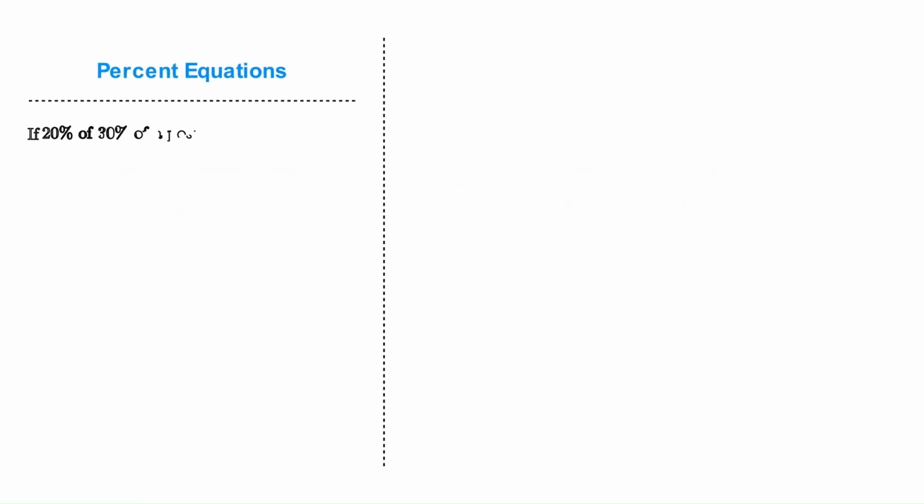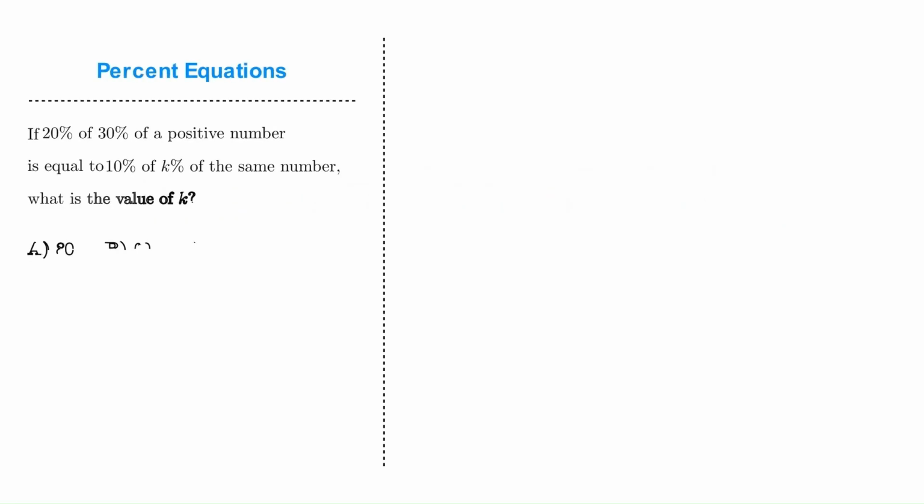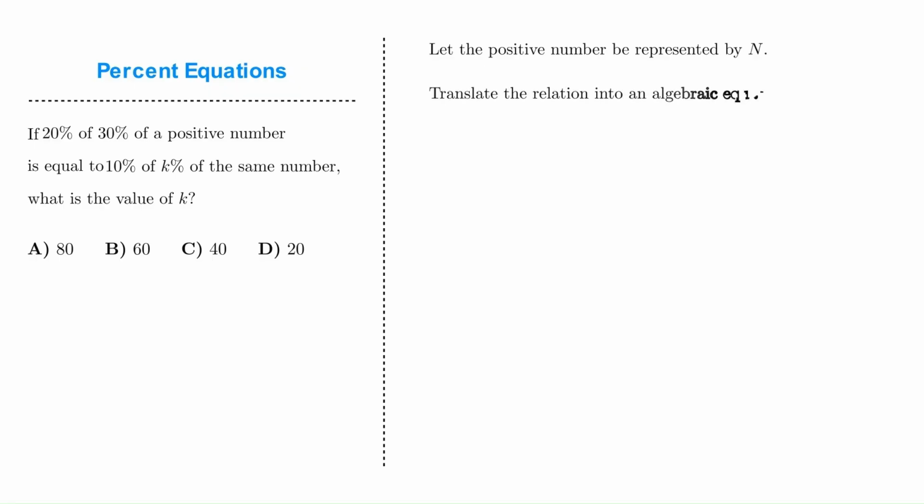If 20% of 30% of a positive number is equal to 10% of k% of the same number, what is the value of k? To solve this systematically, let the unknown positive number be represented by n. Now we can translate the verbal relationship into an algebraic equation. Next, let's convert these percentages into decimals and fractions to simplify our calculations.